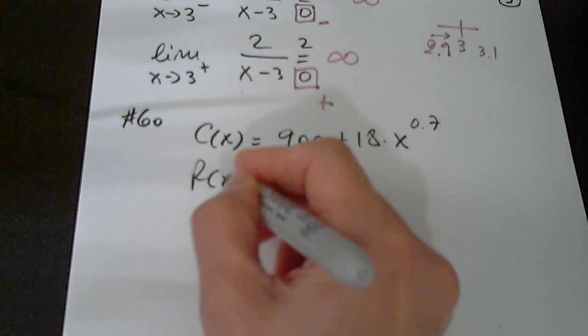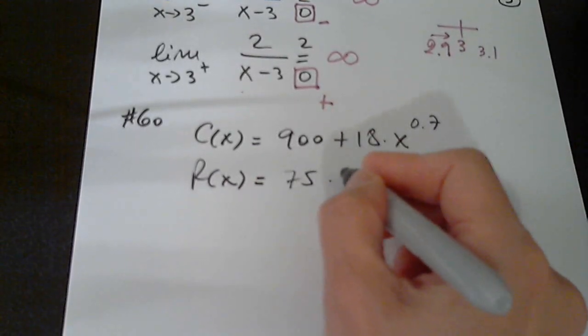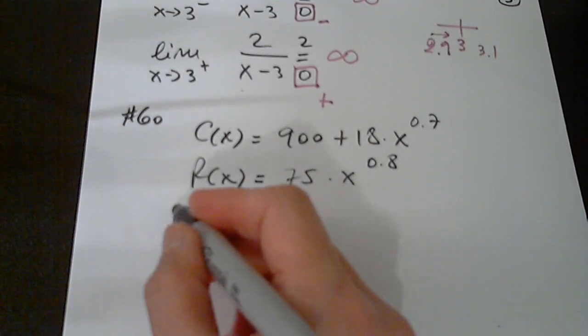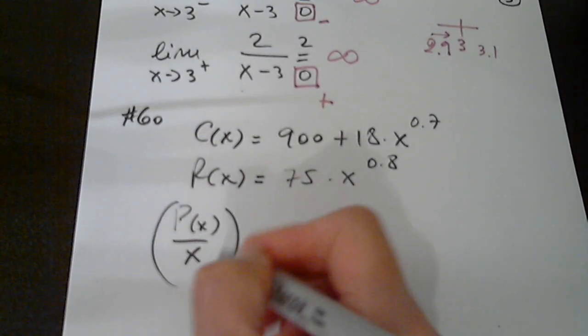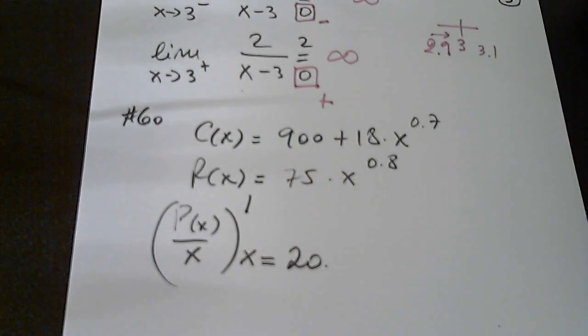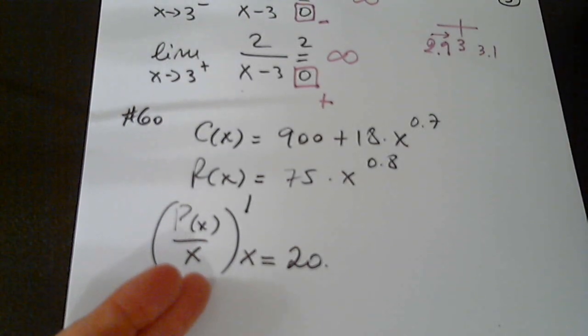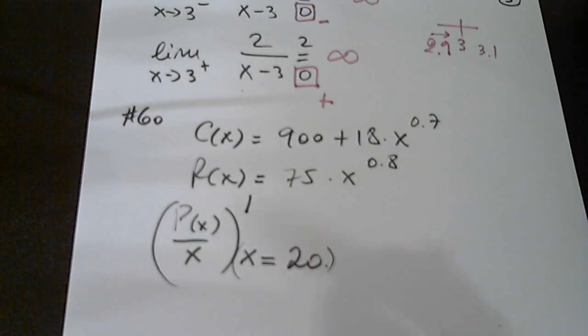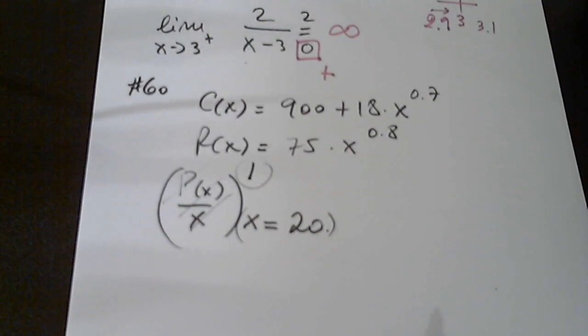So we are given these functions. We are given the cost and the revenue, and they're asking us to find the rate at which the average profit per unit is changing. So they want us to find this when x equals 20. But I can determine the rate of the average rate of change when x is 20 only after I determine this function first, and then I differentiate it.